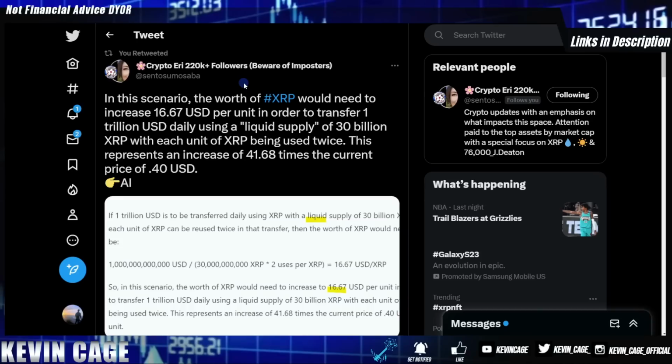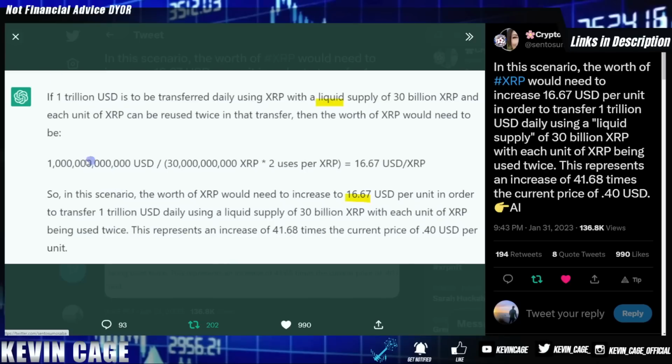Next up, shared by Crypto Eddie, and I thought this was pretty cool. So we can see right here, this screenshot. According to ChatGPT, if $1 trillion is to be transferred on a daily basis using XRP, with a liquid supply of 30 billion XRP, and each unit of XRP can be reused twice in that transfer, then the worth of XRP would need to be $1 trillion, the amount transferred on a daily basis, divided by the liquid supply of 30 billion in this example, times 2 uses per day. And that means XRP's valuation would have to be just over $16. And this represents an increase of over 41 times the current price of a 40-cent XRP.